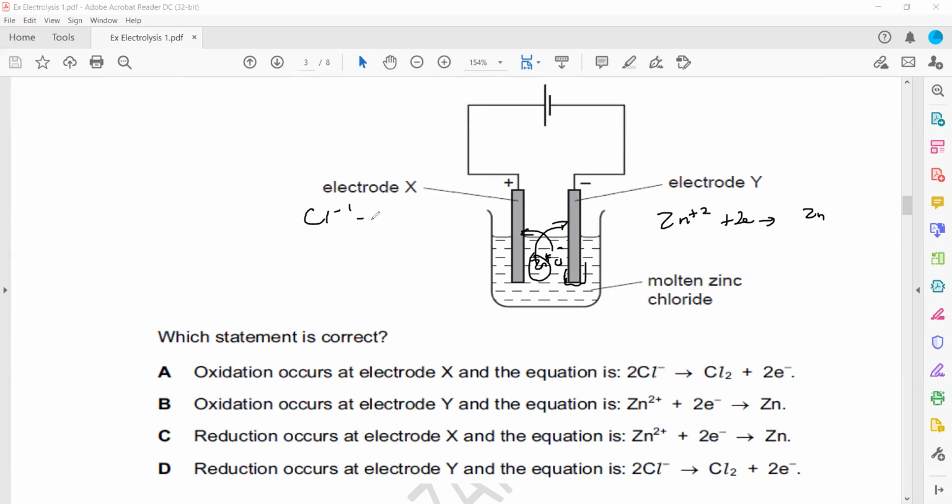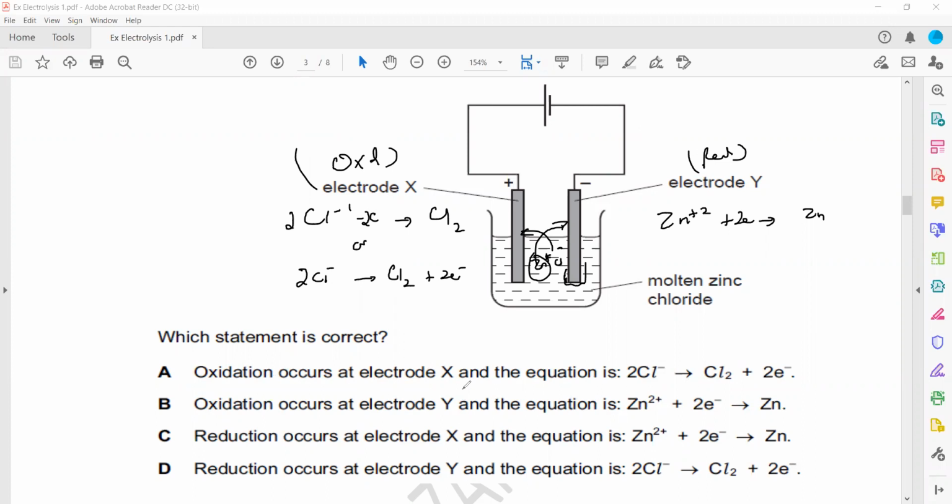Chloride ion will lose one electron and turn into a chlorine atom. When two chloride ions are there, they will lose two electrons and form a chlorine molecule. So we can also write this equation: 2 chloride ion turn into chlorine molecule by loss of 2 electrons. Whenever there is a loss of electron, we call that oxidation. And when there is a gain of electron, we call that reduction. So what happened? Oxidation occurs at electrode X.